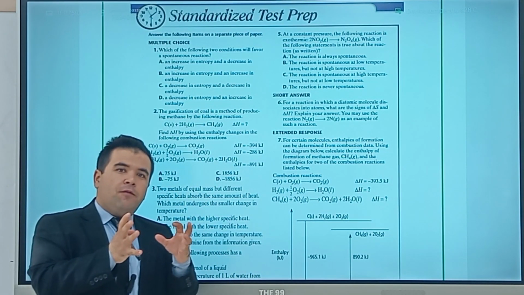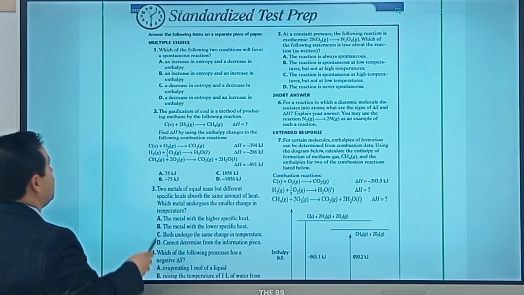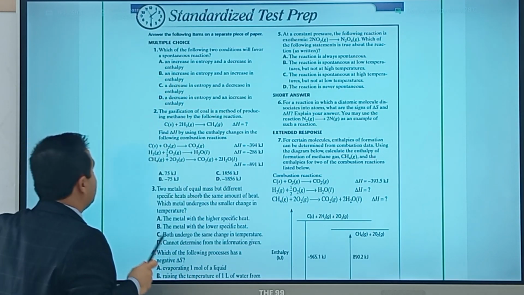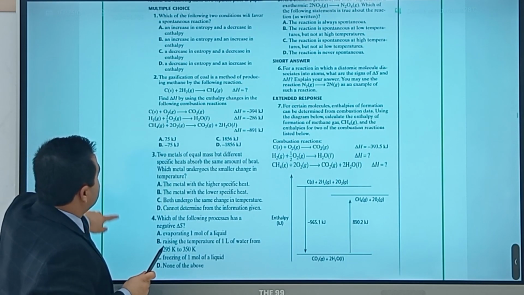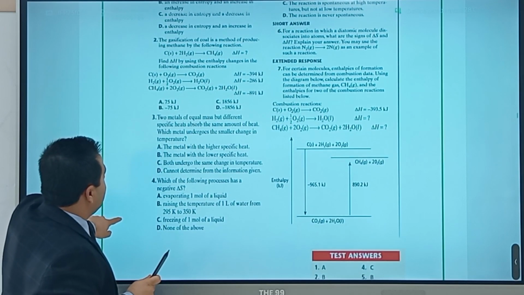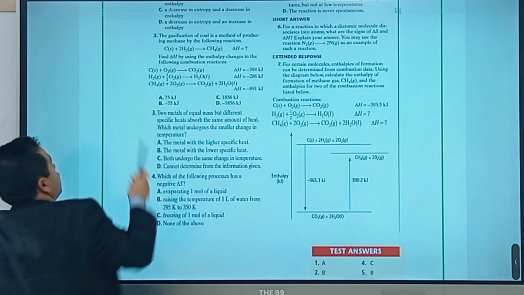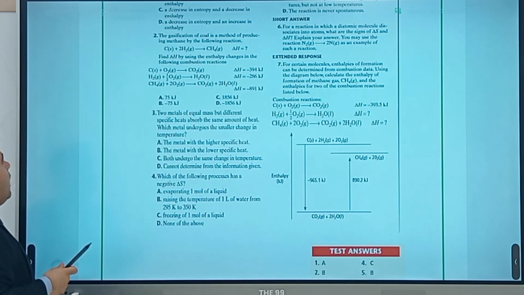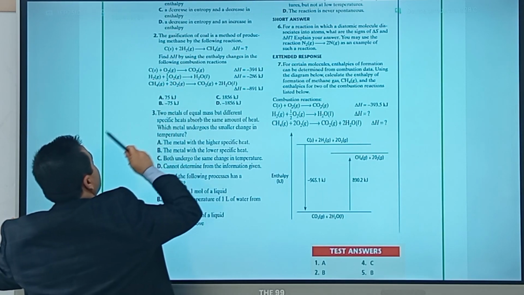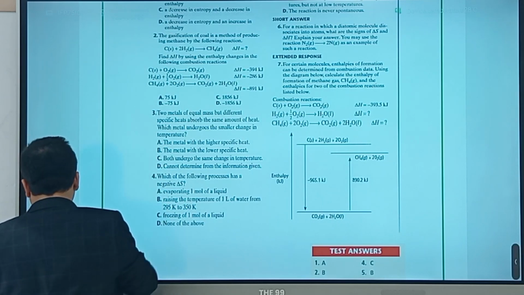The conditions of having a positive entropy and a negative enthalpy, an increase in entropy and decrease in enthalpy. Yes, A is the correct answer. The gasification of coal is a method of producing methane by the following reaction: carbon plus 2H2 forms methane. Find the enthalpy of the reaction when these steps are given.